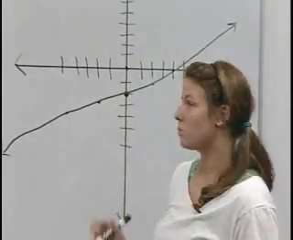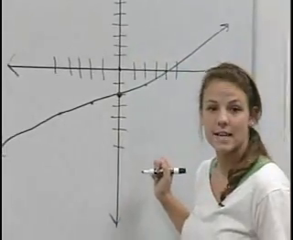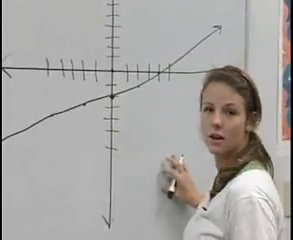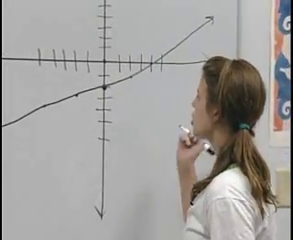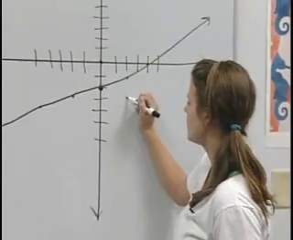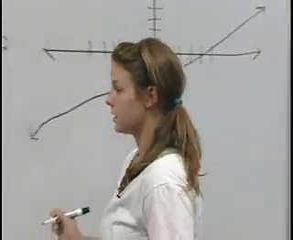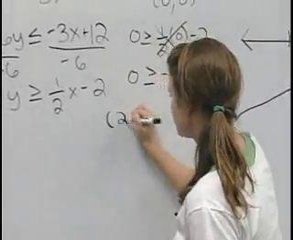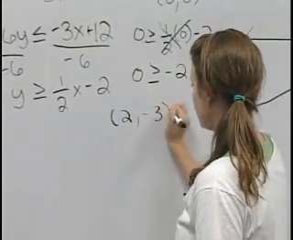But just to make sure, we're going to go over to the other side of the line and test our theory to make sure that this side is not the side that we're going to be shading. So let's take the point, how about 2, negative 3? And let's plug that in and see if it works. So we have 2, negative 3.